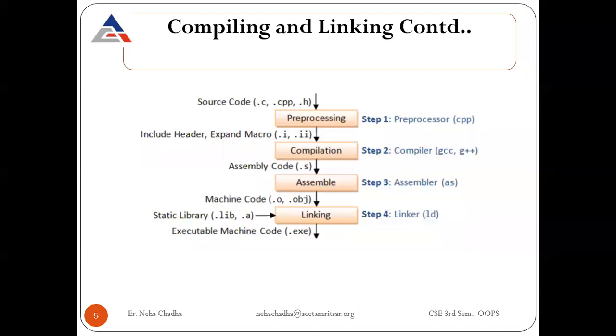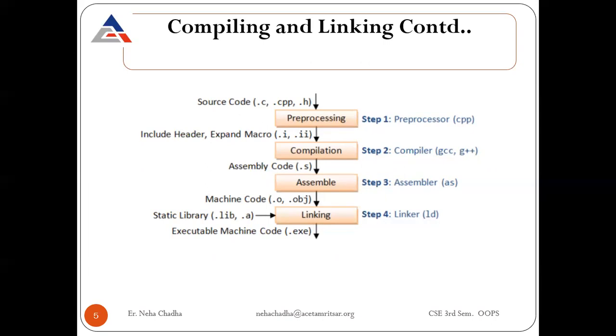firstly, there is source code. Any program or any code that you write is known as source code. It may have any sort of extension, that is .c, .cpp, .h. This is your first process, called pre-processing. Then your pre-processed code will go to the compilation, where the extension will become .i or .ii.